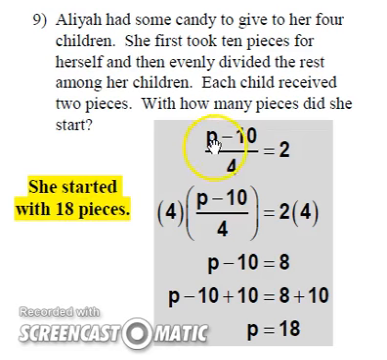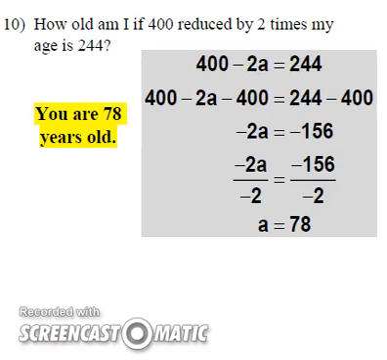Which makes sense. She started with 18. She took away 10. So that leaves 8 left. 8 divided by 4 is 2. So it works. Let's look at this next one.